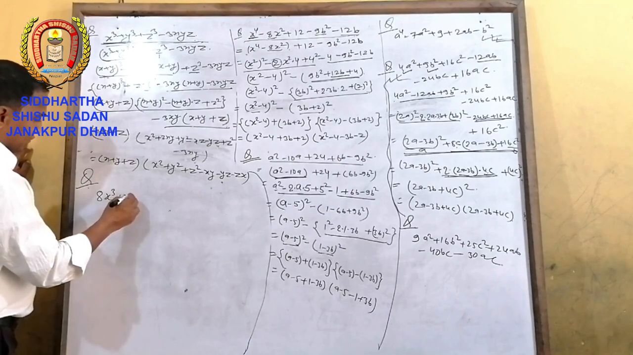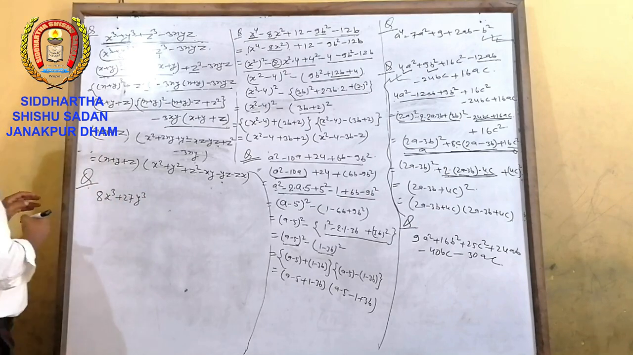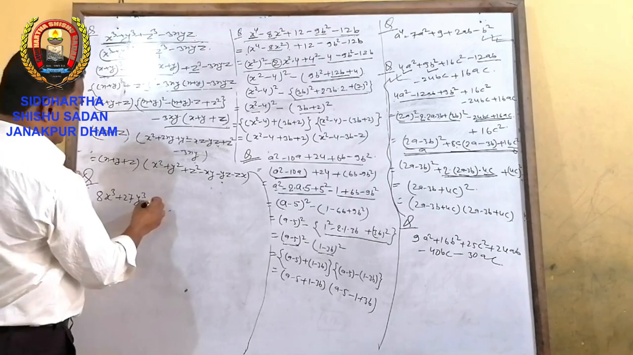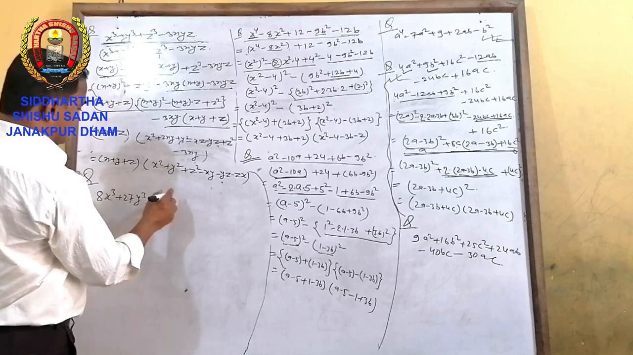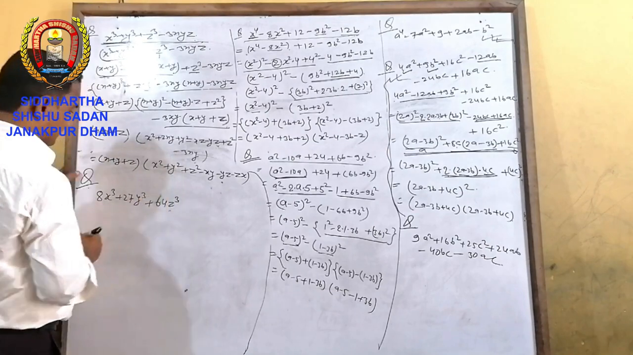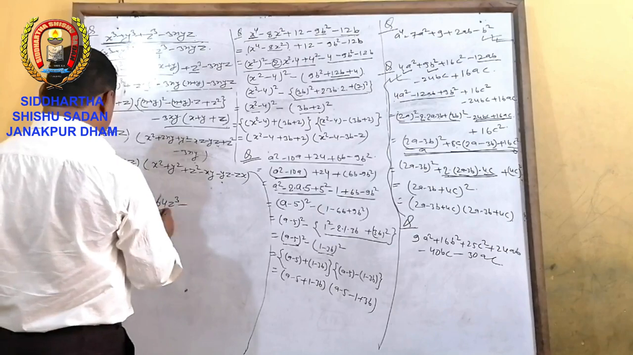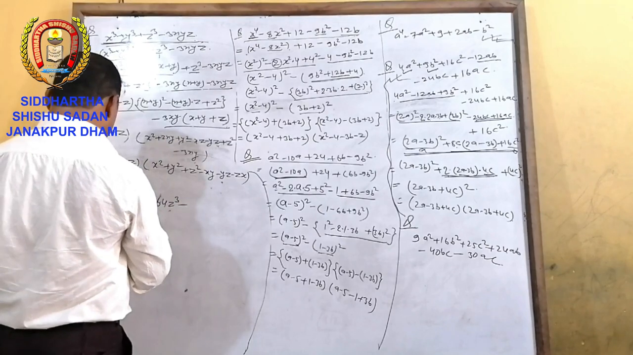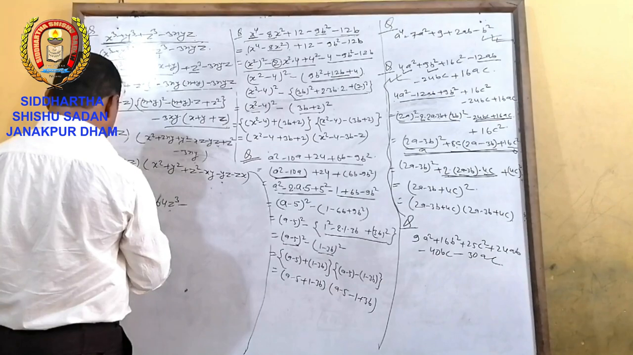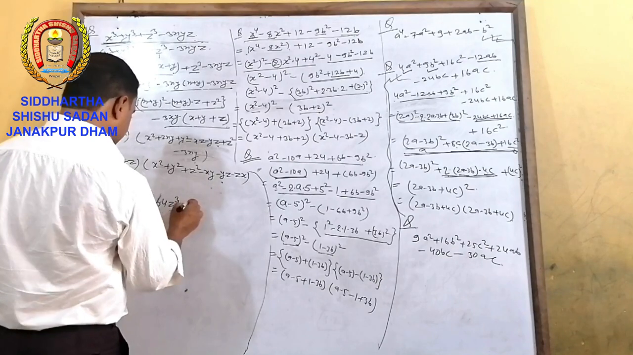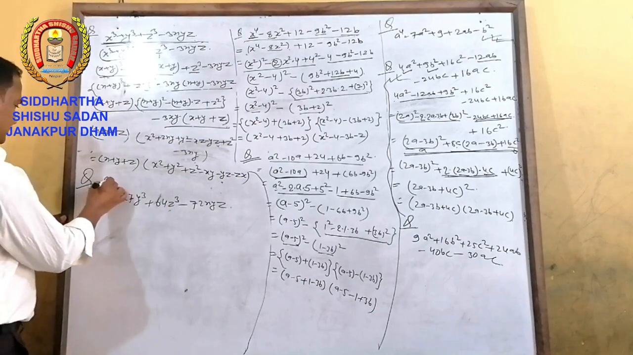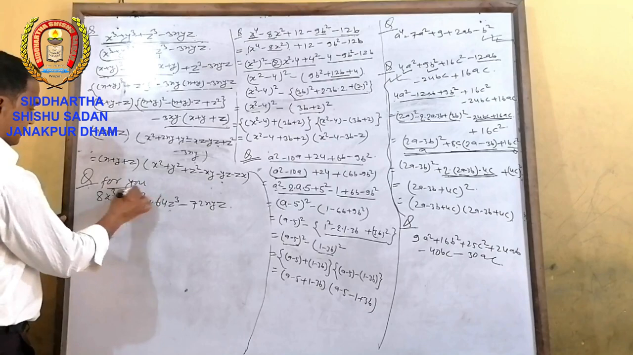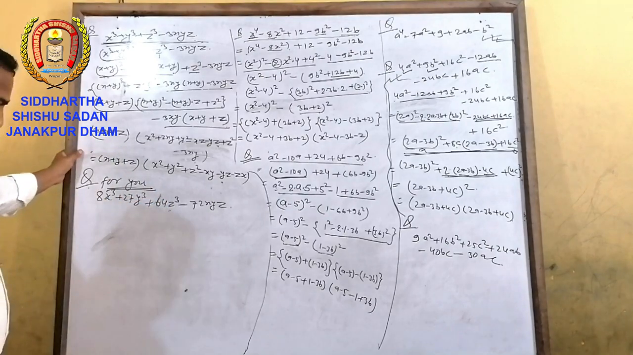8x cube plus 27y cube plus 64 z cube minus 72xyz. This is the question for you. For you, solve this question. Next.